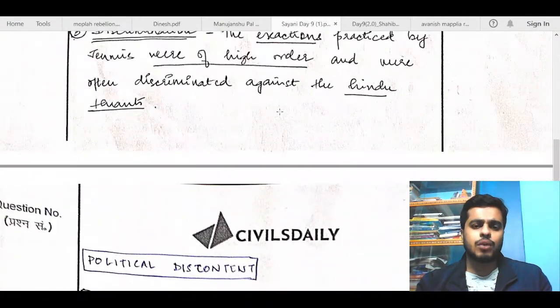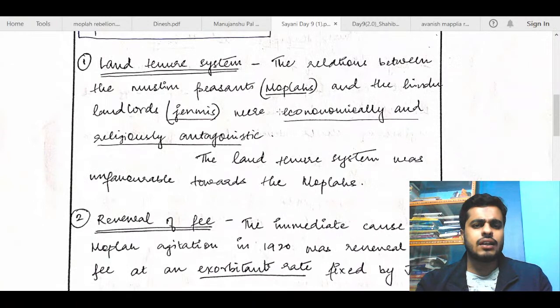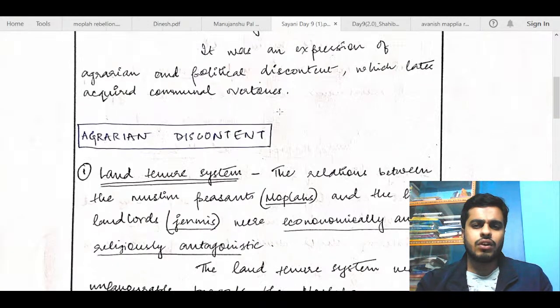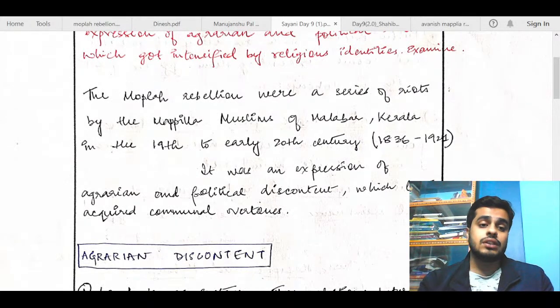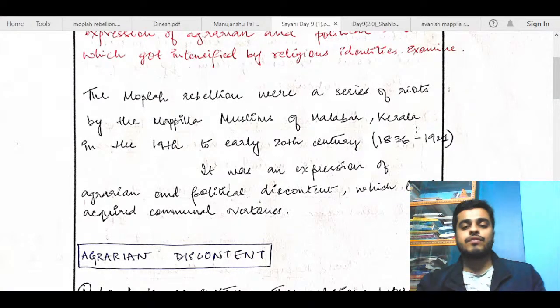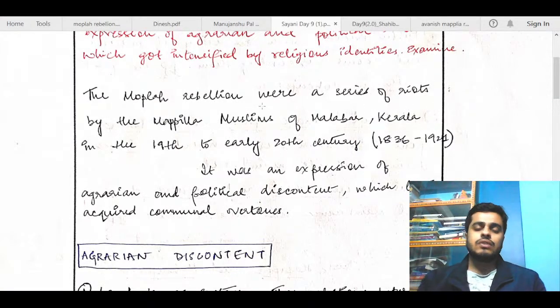Both these agrarian and political parts you have written in quite some detail, and I think all of the points are mentioned overall. And the intro is also good, but just talking about the main characters of the rebellion and the region, like a brief map of this Kerala region, could have been added to your answer. So I will say you will also get 5 out of 10 for this answer.